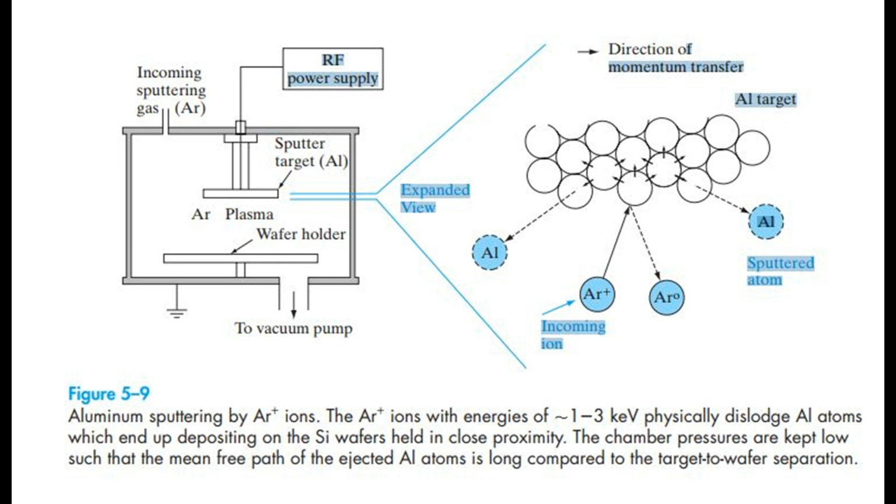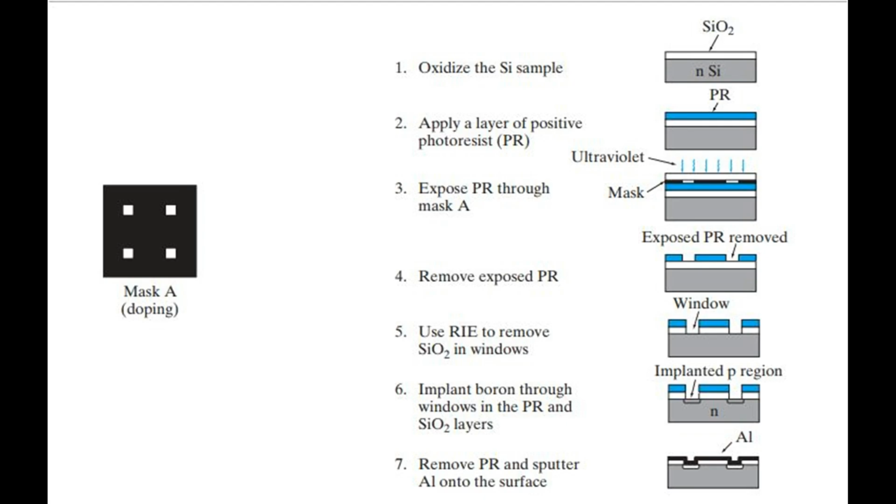Figure 5.9: Aluminum sputtering by argon-positive ions. The argon-positive ions with energies of 1 to 3 kV physically dislodge aluminum atoms which end up depositing on the silicon wafers held in close proximity. The chamber pressures are kept low such that the mean free path of the ejected aluminum atoms is long compared to the target to wafer separation.